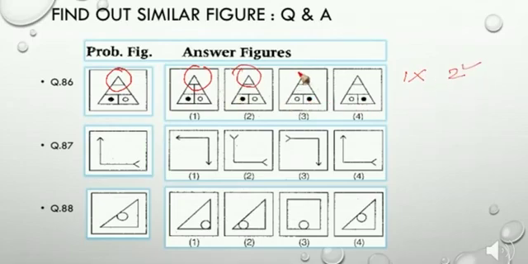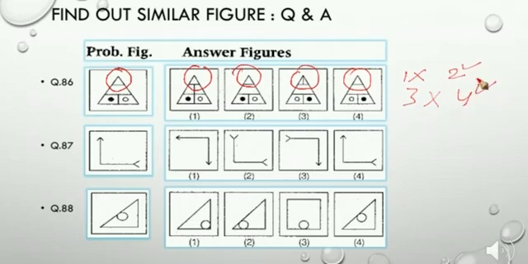Let's check in option 3. This area is not matching because this line is here. It is not available in the problem figure. So option 3 is rejected. Let's check for option 4. Oh, in option 4 it is available. So we can take it for the moment.